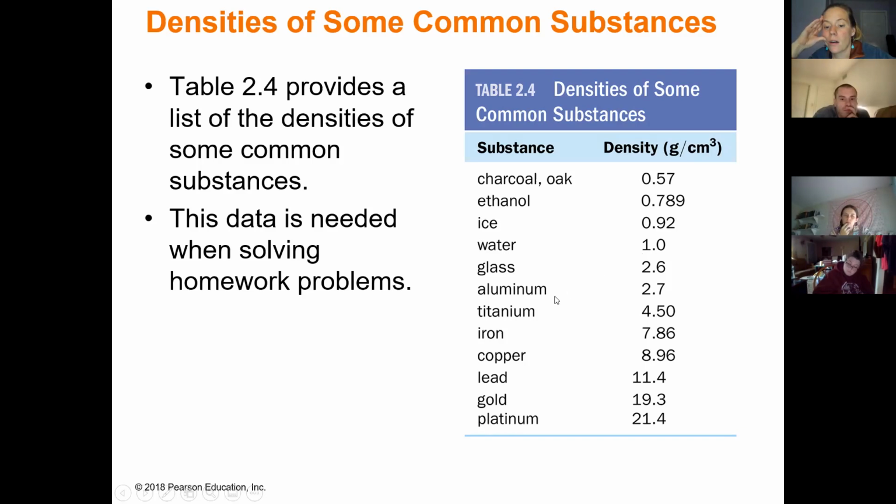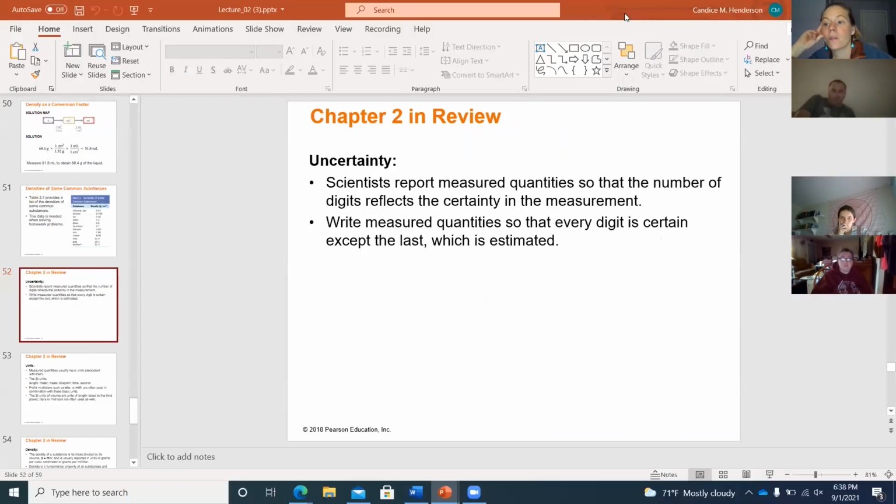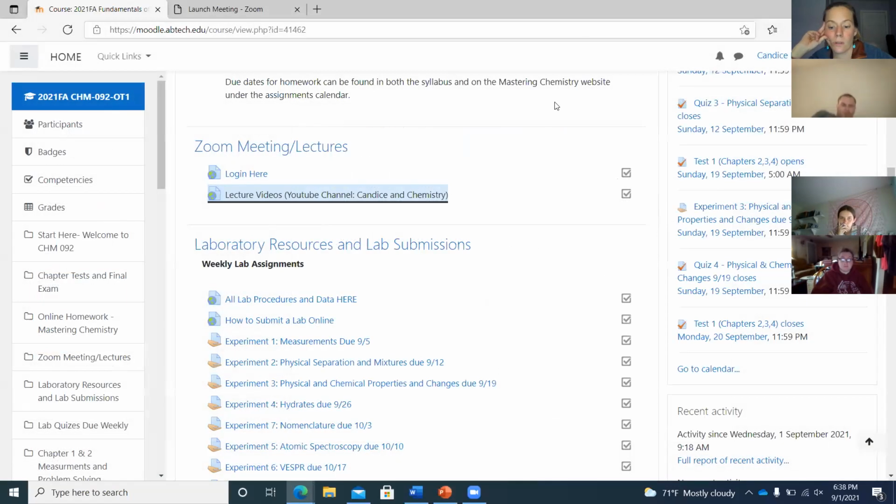Up from water, glass 2.6, that's got twice the density. And then you start to see these like heavier metals. So copper, lead, gold, platinum, super, super dense. All right. Goodbye, chapter 2.